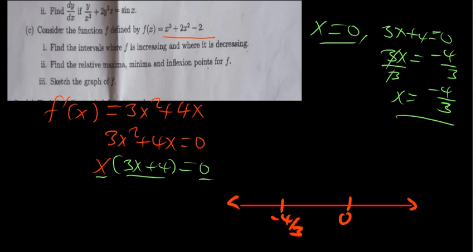After doing this, I need to get a number greater than 0. I'm going to put it here, 1. Then a number which is in between negative 4 over 3 and the 0. I can choose any number, but in this case, I'll choose negative 1. A number here, I'll choose negative 2. Is that okay?